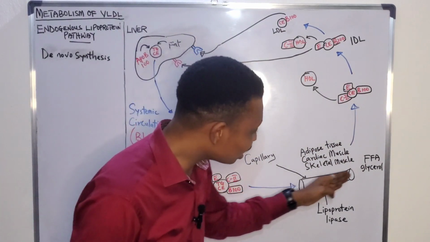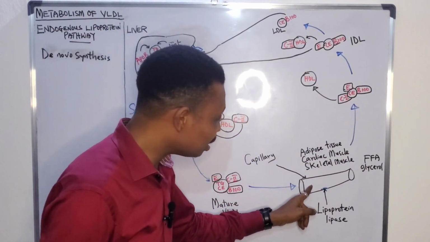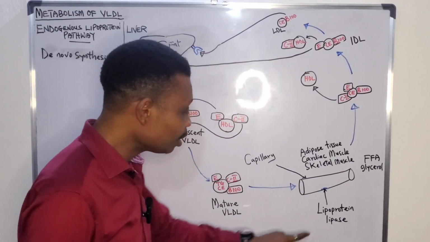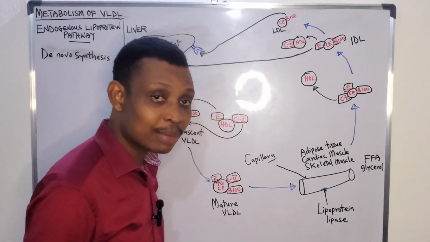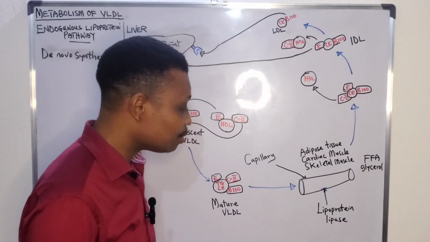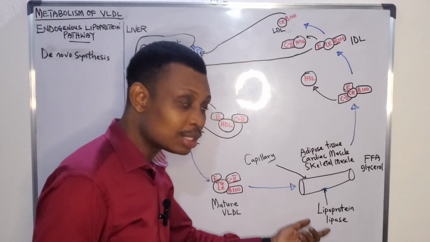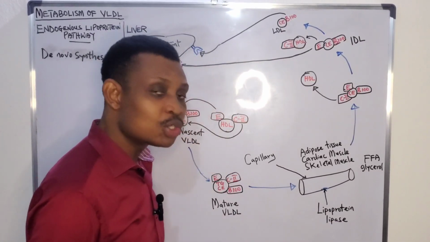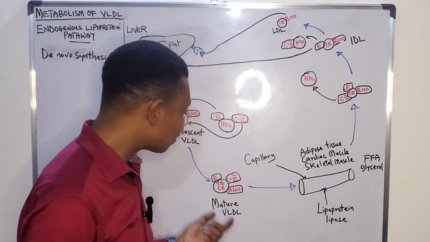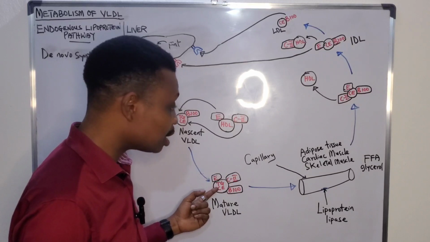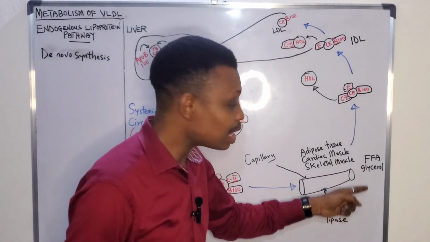Now, once it gets into the capillary, due to the presence of ApoC2, this enzyme, lipoprotein lipase, will be activated. So ApoC2 stimulates the activation of the lipoprotein lipase. And once this enzyme is activated, it will hydrolyze triglycerides in this mature VLDL to form free fatty acid and glycerol.